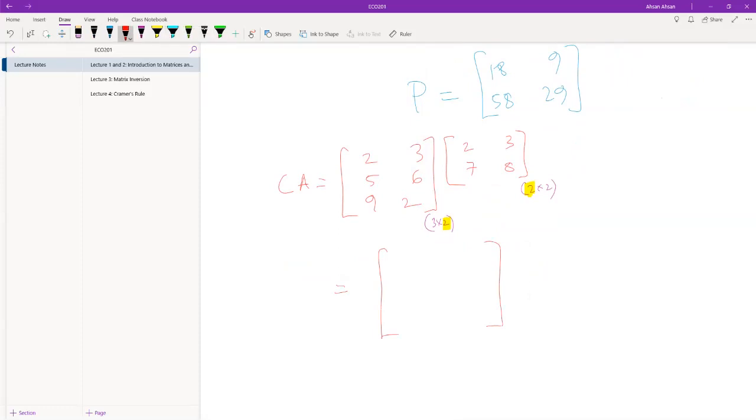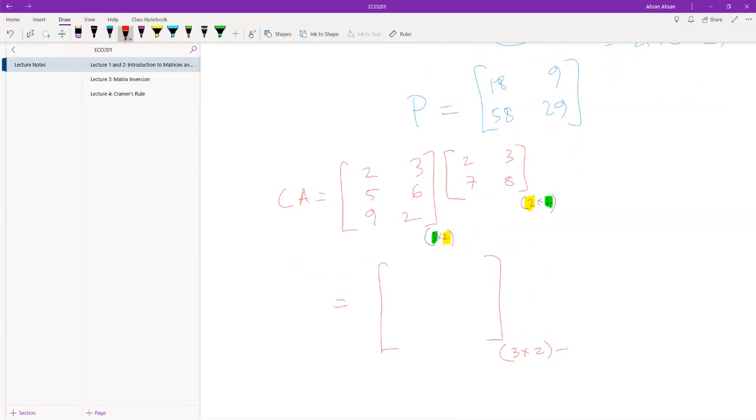Next question is, what will be the dimension? The dimension is given by the other numbers that are left over. So this will be a 3 by 2 matrix. What does this mean? 3 rows and 2 columns. So suppose let's say this is called M. We're going to multiply C and A and we're going to get M. I'm just taking any alphabet. There's no reason behind it. So 3 rows, 2 columns.